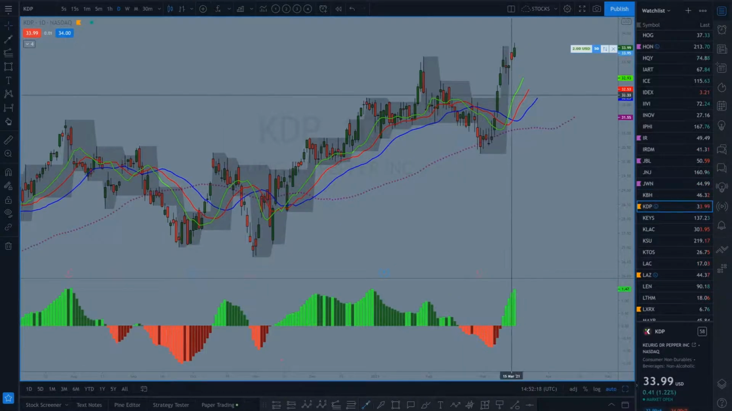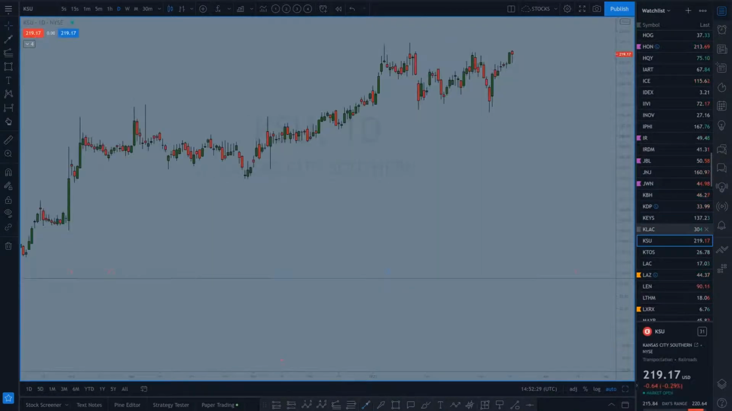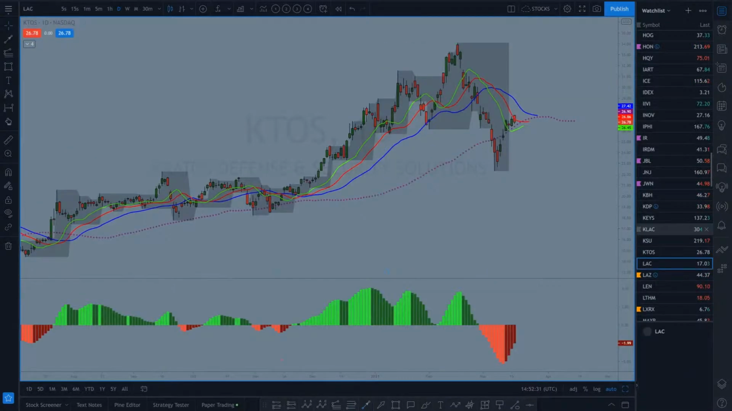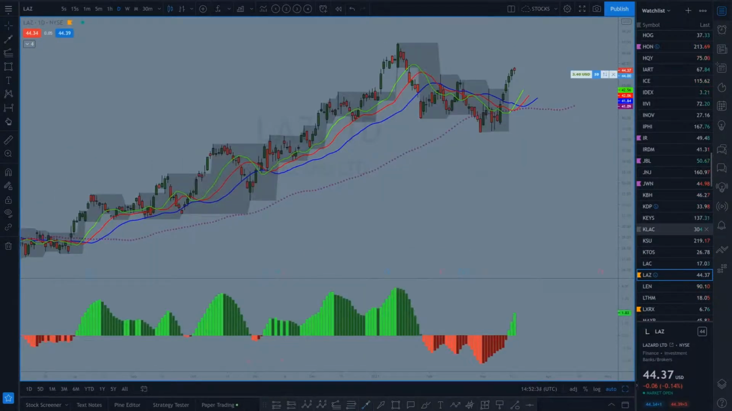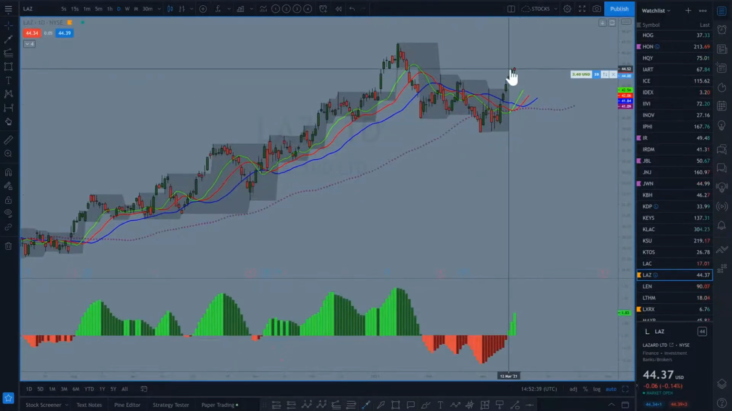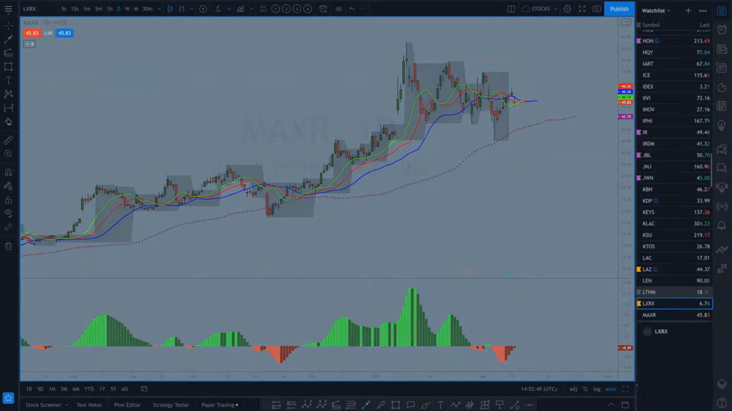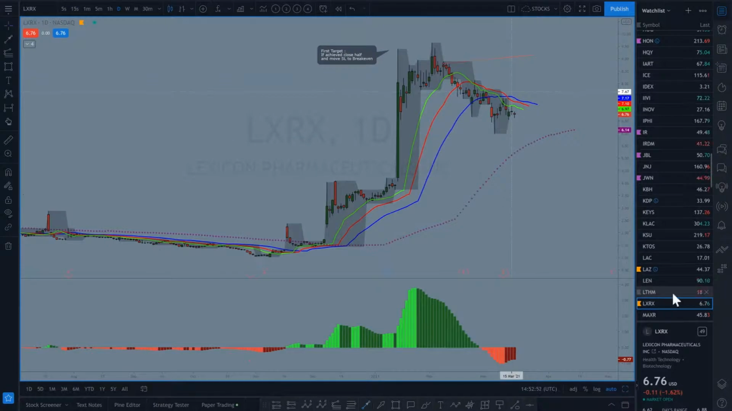KDP. So KDP is the one that I wanted to trade on this. Plenty of setups. KTOS. LAZ. I'm waiting for it to pull back on this. I'm waiting for this to turn around. I have an order on this.